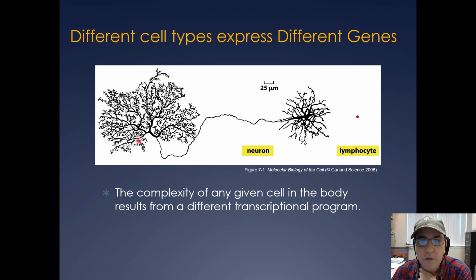So there's different types of cells in our body, and we all know that, right? Anyone who's taken systems physiology or anything like that. And here's an example of a neuron versus a lymphocyte. Think about the different genes that are needed for neuronal development and neuronal function versus what's needed in the bloodstream for mounting an immune response against an invading organism. So keep that in the back of your head, that the complexity of any given cell in the body actually results from a different transcriptional program. Okay?